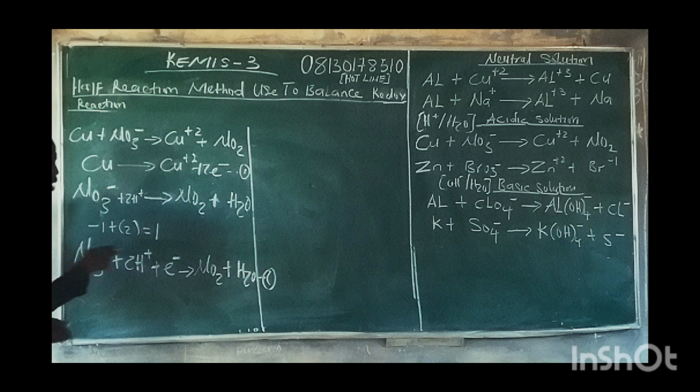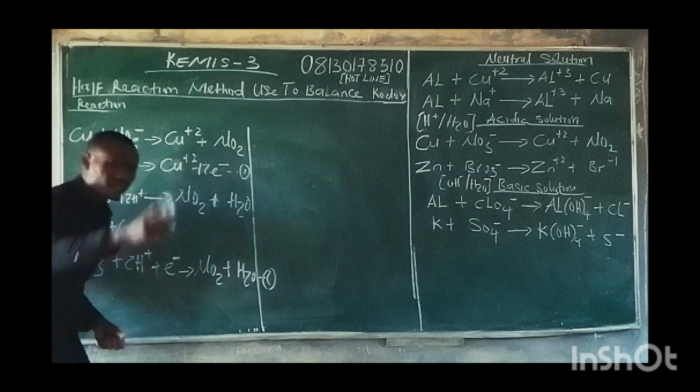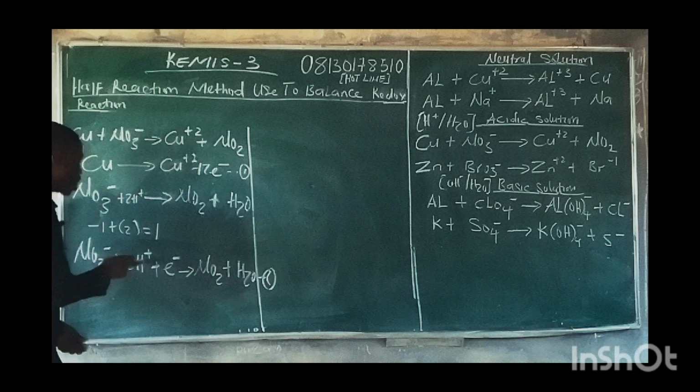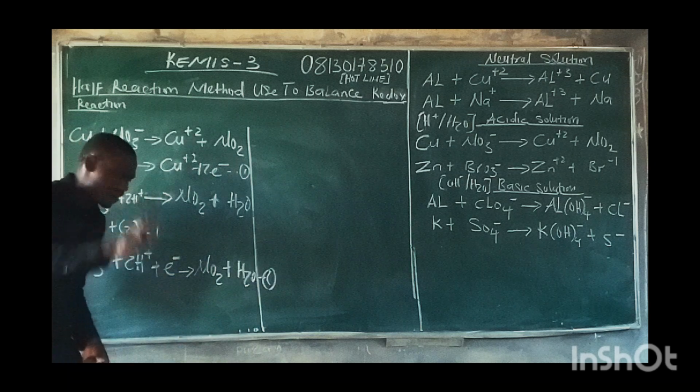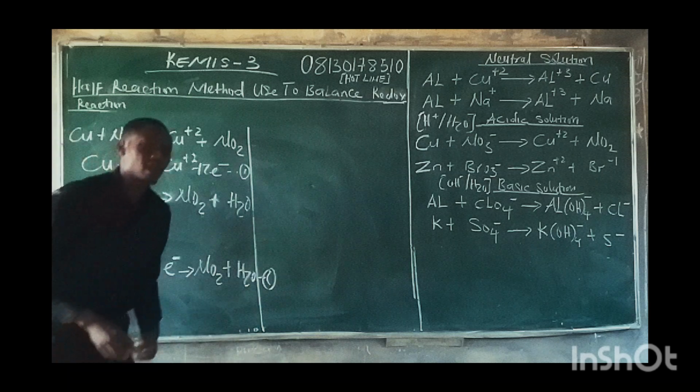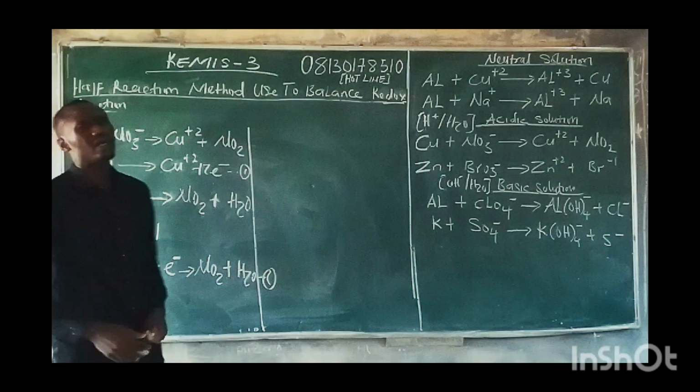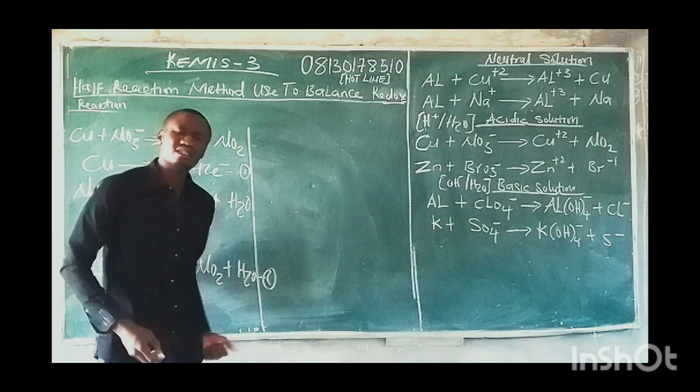The charges: minus 1 plus minus 1, that is minus 2, plus 2, that is 0. You see that? Minus 2 minus 1, plus 2, that is 0. Now the next step is that I want to equalize the equation.